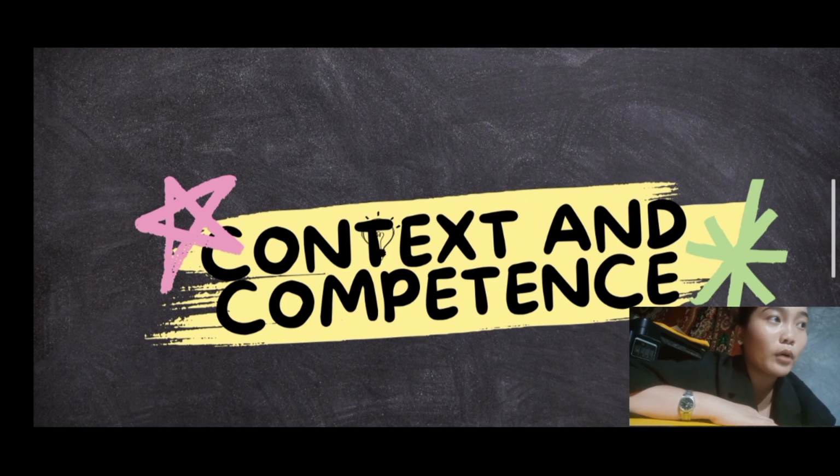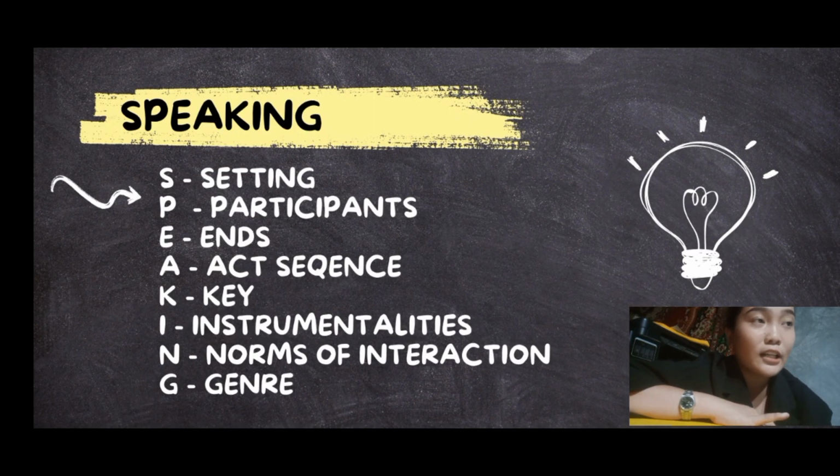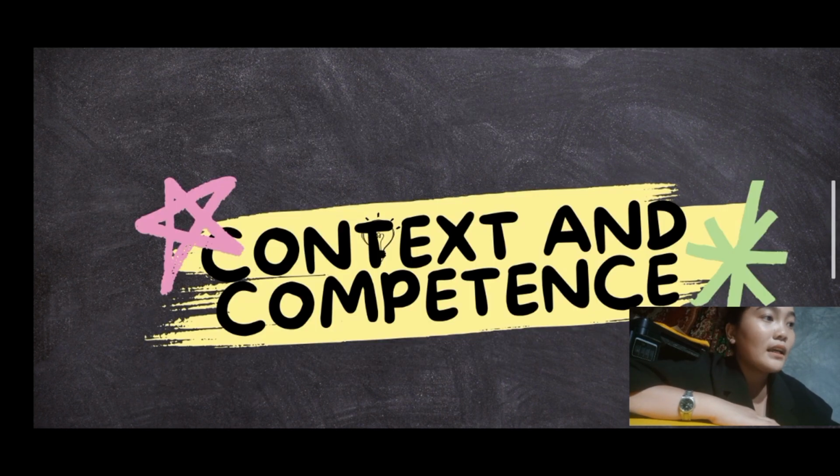Hymes developed a model of context which consists of 8 components, each beginning with one of the letters of the word SPEAKING. So, the letter S stands for setting, P for participants, E for ends, A for act sequence, K for key, I for instrumentalities, N for norms of interaction, and the last one, G, is for genres.